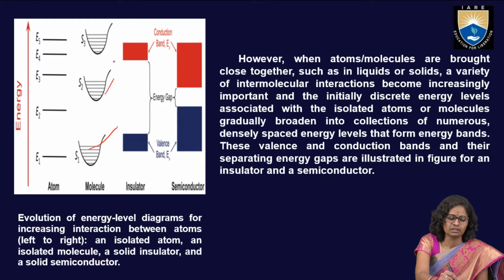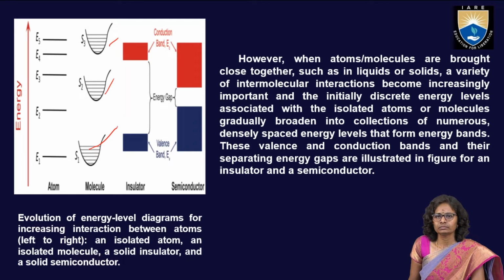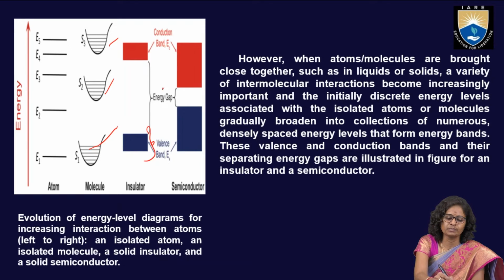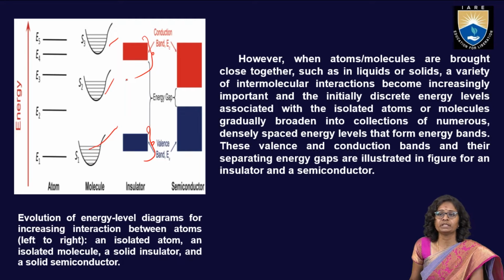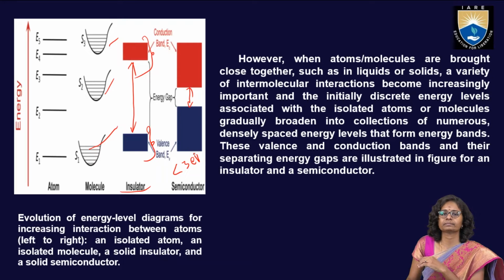See here. Densely spaced energy levels that form energy bands. Based on these bands, material properties can be defined. These valence and conduction bands and their spacing gaps are illustrated in the figure for an insulator and for a semiconductor. Here you can see for the insulator there is a huge gap between the valence band and the conduction band. In the case of a semiconductor, this gap is less than 3 electron volts.